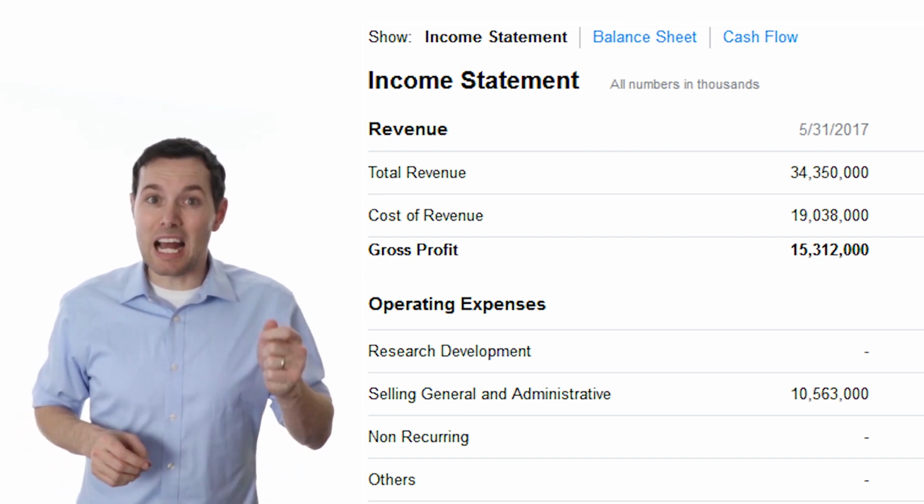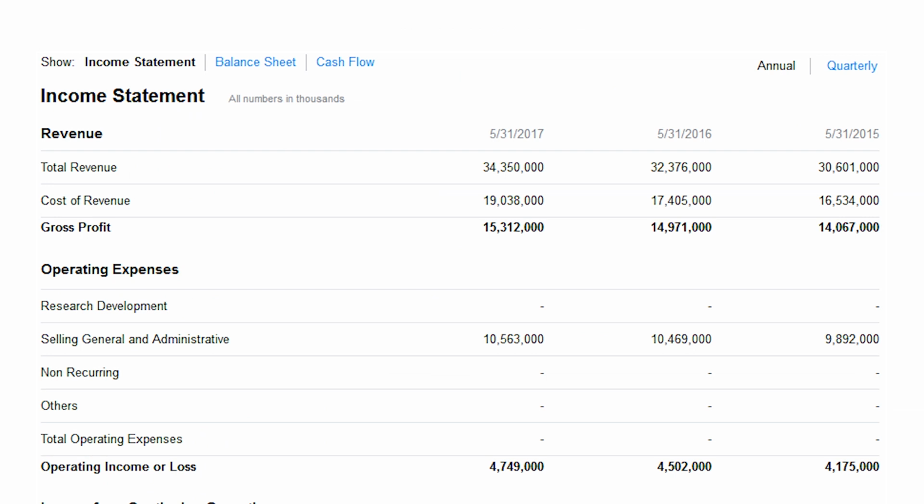Now, when we compare this $19 billion cost of goods sold to the revenue of 34.35, we can calculate that the cost of revenue is about 55% of revenue. If we do the same math for 2016 and 2015, we see that cost of revenue relative to sales has been fairly consistent. This is a good thing.